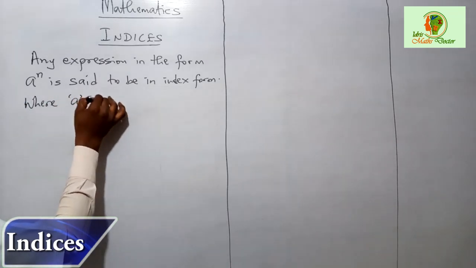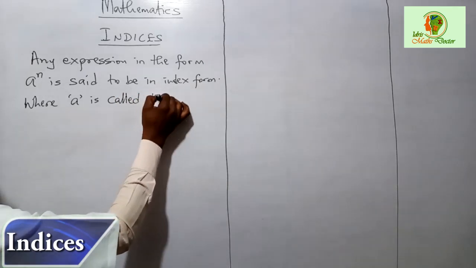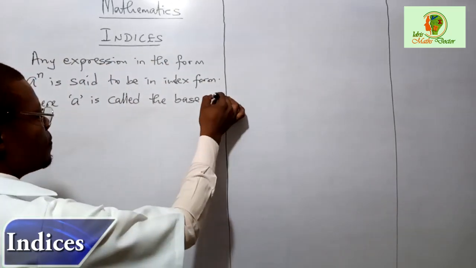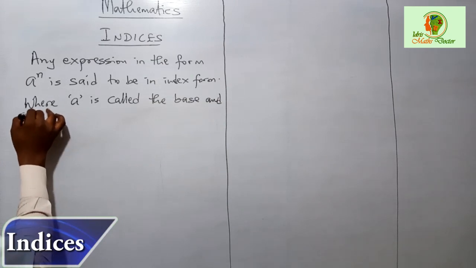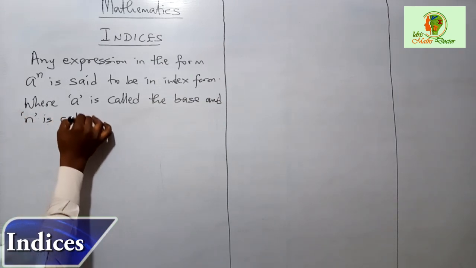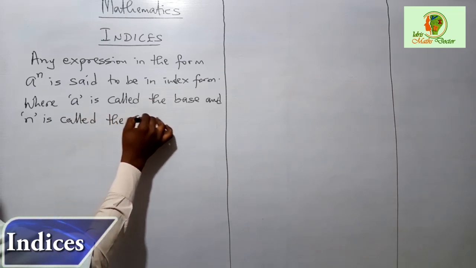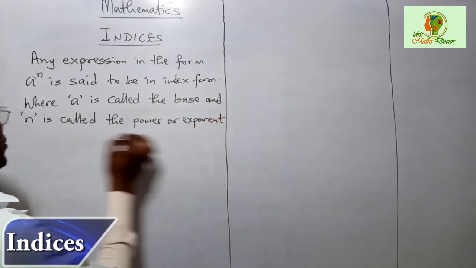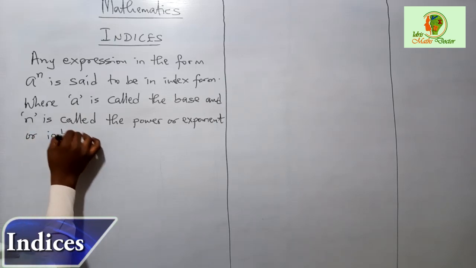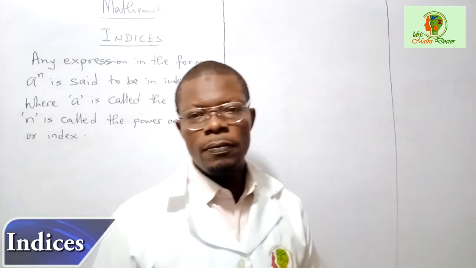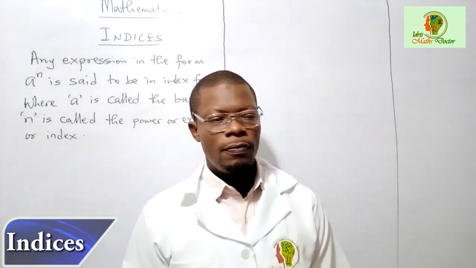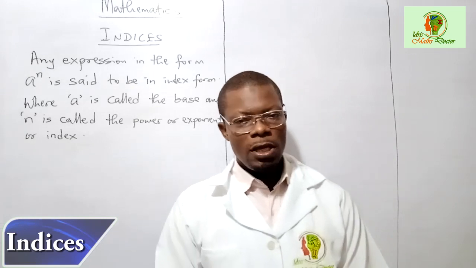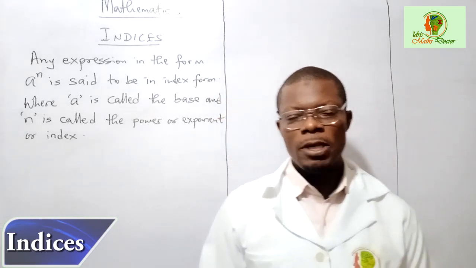a is called the base, okay? The letter a is called the base, and n is called the power or exponent or index. That implies we are free to say a exponent n, a raised to power n, a index n. So index, power, exponent, they all mean the same thing.